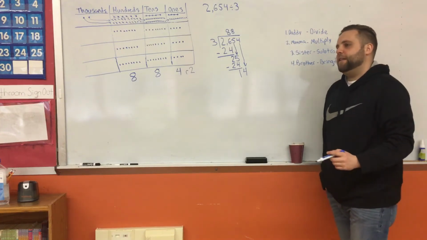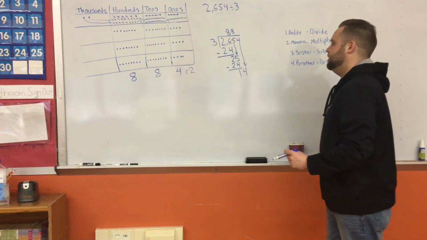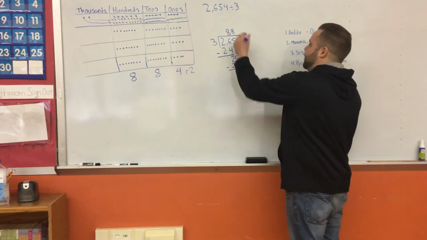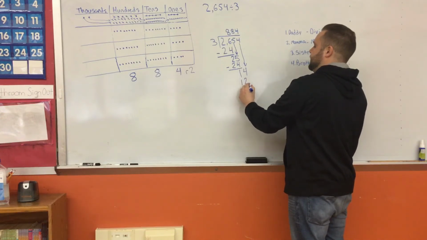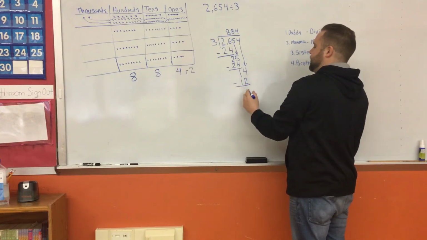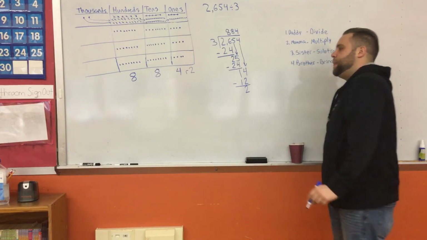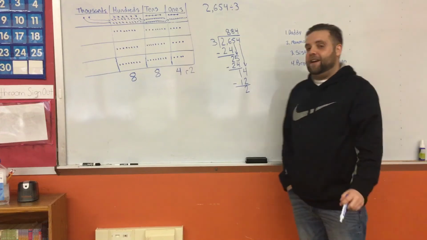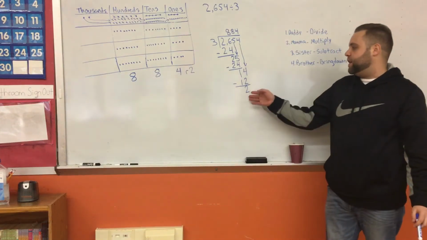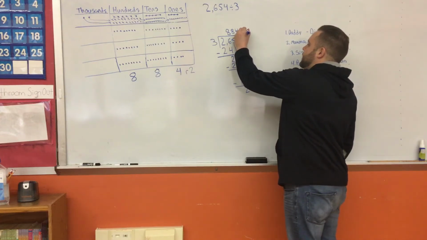14 divided by 3. Not going to work. What will work? If we do 3 times 4, because it's close, that's 12. Sister subtract. 2 remaining. Nothing left to bring down, and we already know we can't do 2 divided by 3. So our remainder is 2.